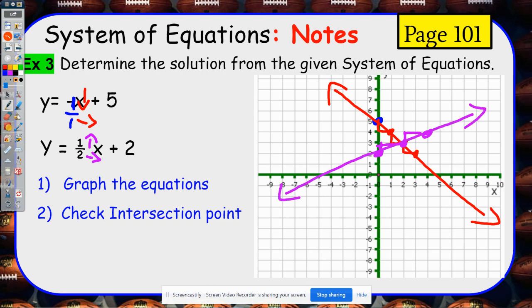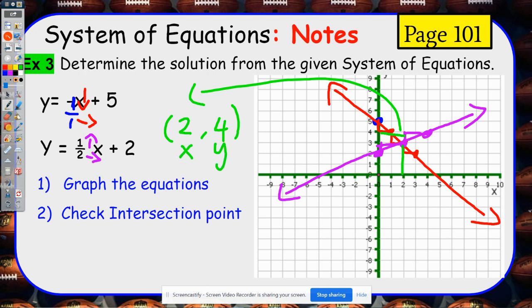And just like we've talked about before, our point of intersection is my solution. In this case, my solution is the point which happens to be a 2 on the x and a 4 on the y. So on my x is 2, on my y is positive 4. This is my solution.